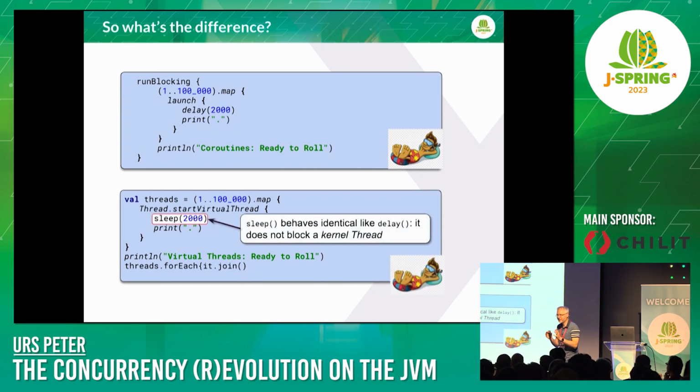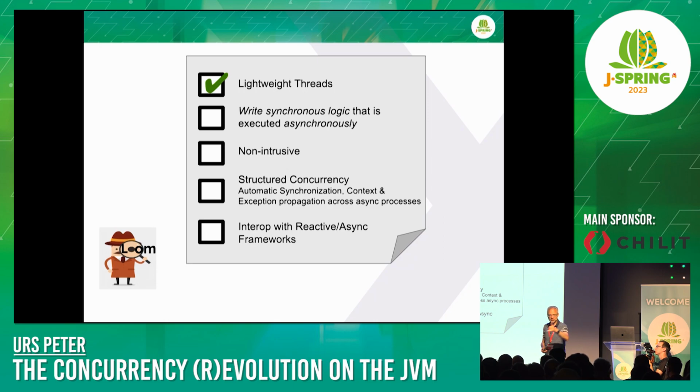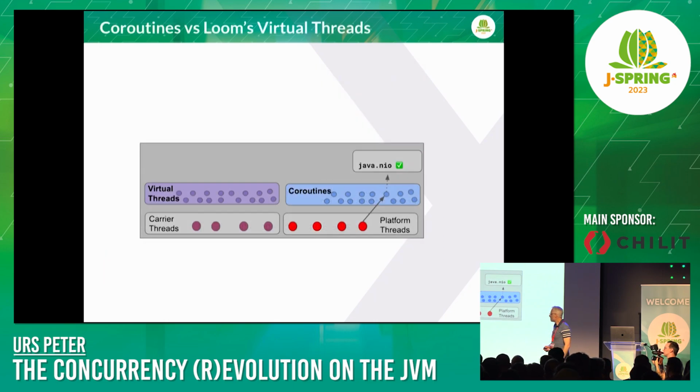So the really interesting thing here is that sleep now behaves really differently. It's the same sleep like before, but because we run with a different thread, it behaves like the coroutine delay, where stuff is suspended and later on resumed. So lightweight threads, we definitely can tick the box, right? Let's go on. Can you write synchronous logic asynchronously? And this is really the tremendously cool thing about Project Loom.